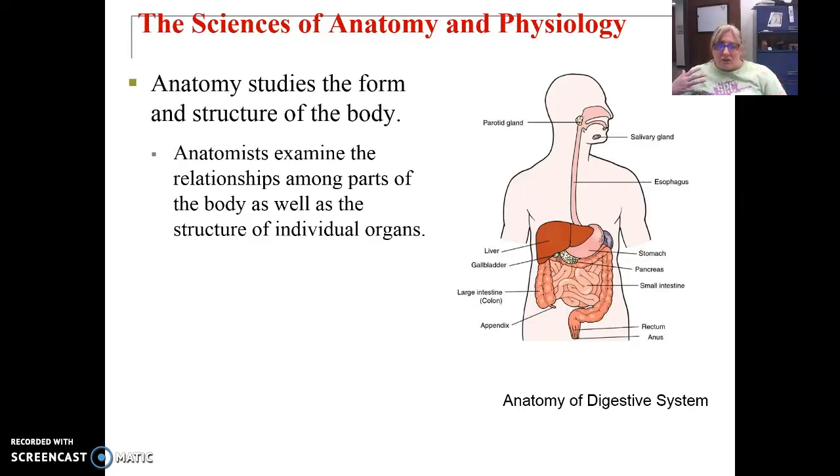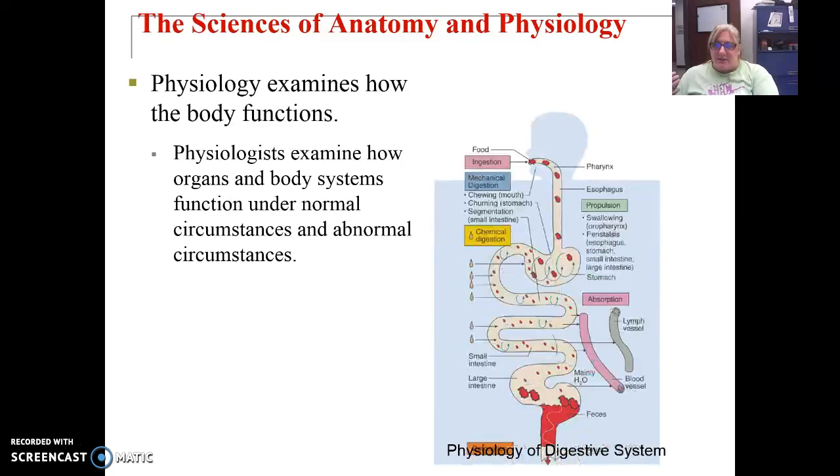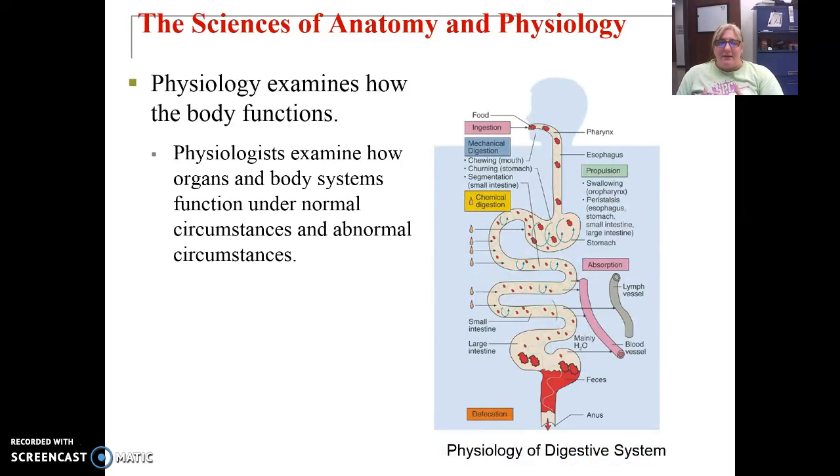What are their structures? And then physiologists are going to look at this in a totally different way. They're going to look at how the function occurs. So for human physiologists, they're looking at how body functions occur. And for physiologists studying the GI tract, they'd be looking at how normal function of the GI tract occurs, and then they might look at how abnormal function occurs when structure is damaged.